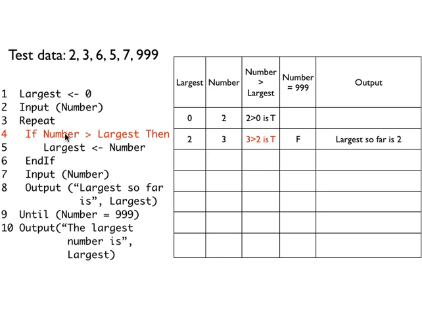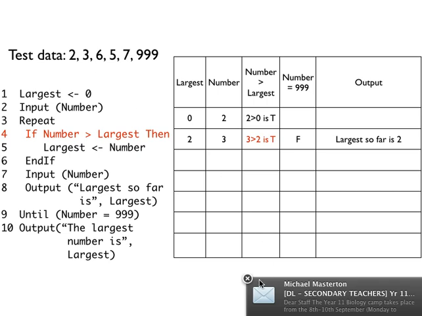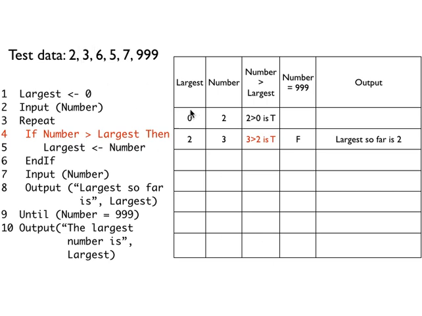So again, if the number is greater than the largest, because we're still on this test case, 3 is greater than 2, is true. So we can then loop back around. 3 is the next case. Input number, next case is 6. So the largest so far is 3. Then we loop it again because it doesn't equal 999 yet. So that's false.